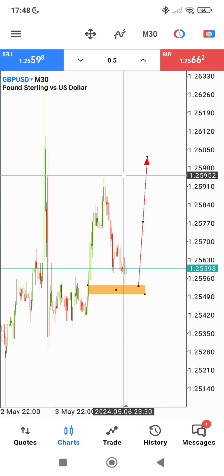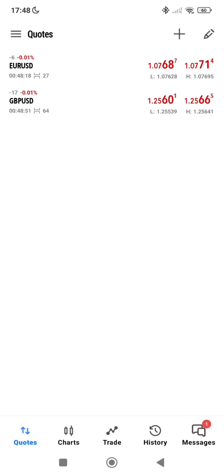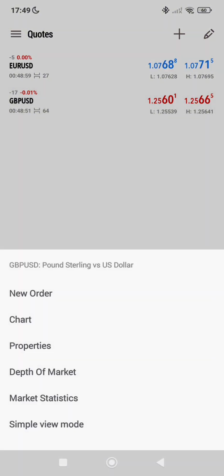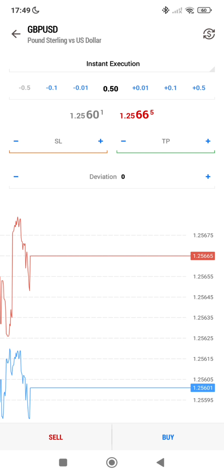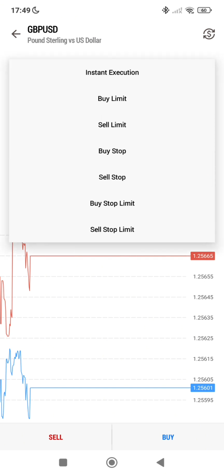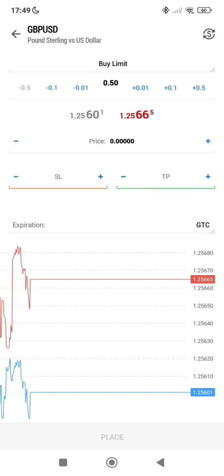Remember we learned how to add and subtract pips. So what you will do is you will go back to quote, press on quote. When you press on quote, you are going to see GBP USD again. You click on GBP USD. Now you go to new order. Remember we are setting a buy limit order because we anticipate that price will drop below that current market price, which is 1.25583. Now this is what we are going to do. We are going to click on instant execution. When you click on instant execution, you click on buy limit. I hope you understand this. Now you are going to copy the value you anticipate that price will drop to, the price.